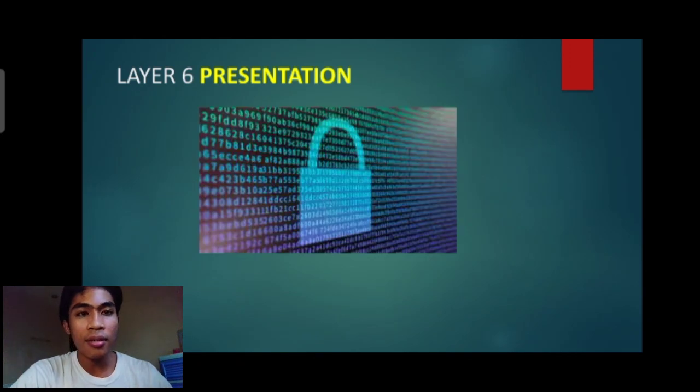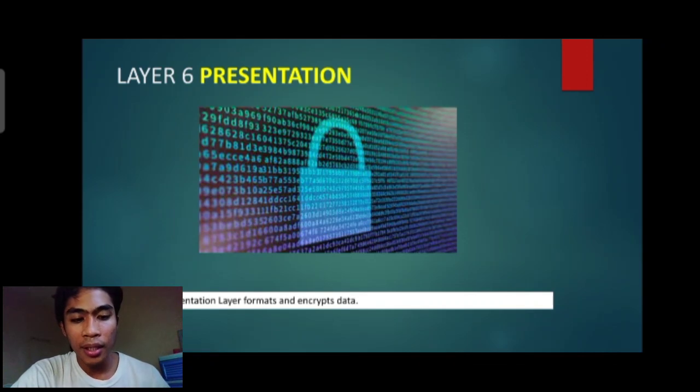Also, layer 6 is responsible for encryption. So the presentation layer, or layer 6, formats and encrypts data before it reaches the end user, or before it is passed down from the end user to layer 5.